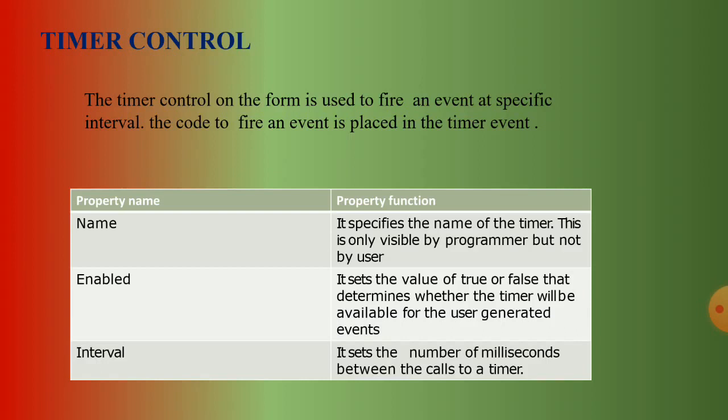Name is nothing but specifying the name for this particular timer. Enable sets the value true or false that determines whether the timer will be available for user-generated events. The timer should be enabled. If you make it disabled, it won't fire any event that we have written. So it must always be enabled. And next, interval sets the number of milliseconds between the calls to the timer. We must set the timer in terms of milliseconds.